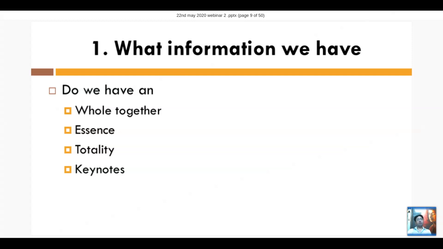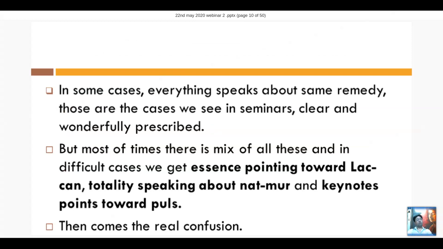Another type of information which we normally see is the essence. Later on we will try to understand what it means. Another type of information is totality. Another type of information is the keynotes. So now we try to understand one by one. In some cases, everything speaks about the same remedy. Those are the cases we see in seminars, clear and wonderfully prescribed.